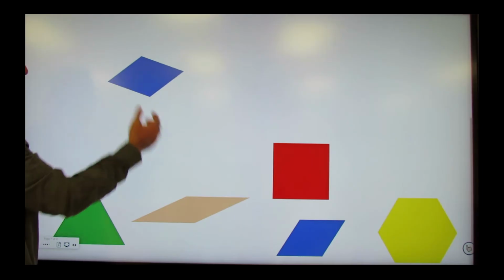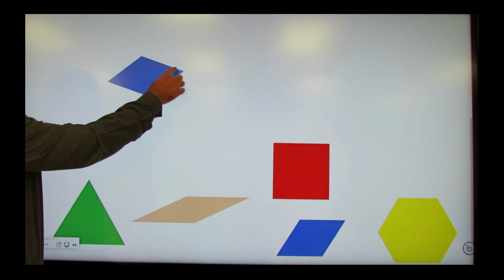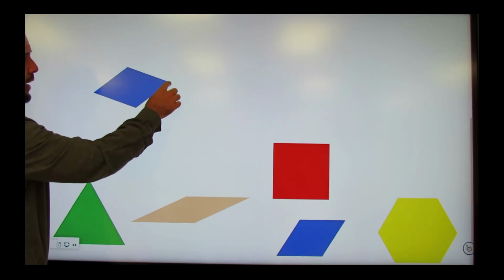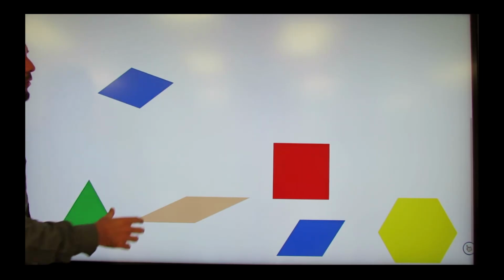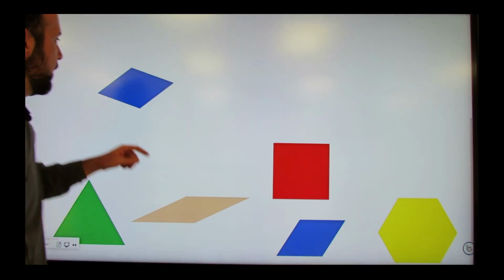So this shape, for example, and this one as well, they have two different angles. We have an acute angle on this side. This is an acute angle. And then we have an obtuse angle over here. So there's actually two different angle measurements that we need to find here.